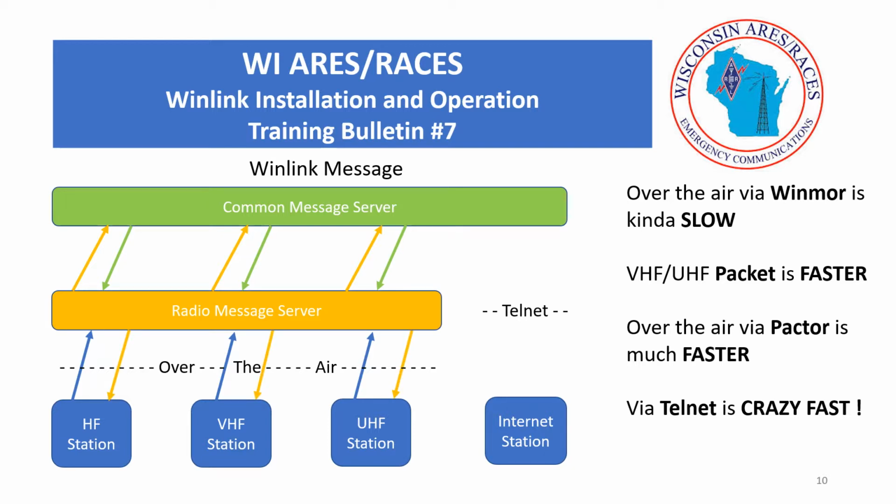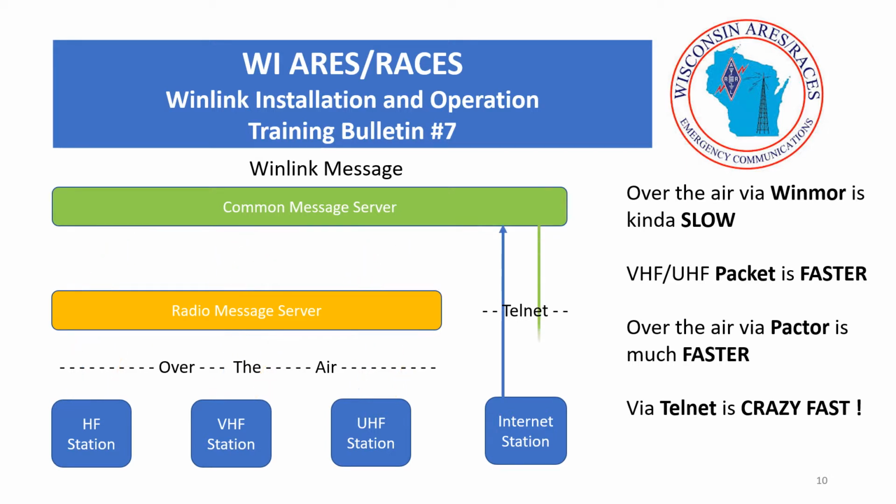If the internet is available, and if you choose to use it, a station can use Telnet. Telnet forwards messages directly to the common message servers. Any incoming traffic for the sending station is automatically sent back. There's still another way to send WinLink messages, which doesn't involve any of the WinLink infrastructure. It's called peer-to-peer, or P2P.